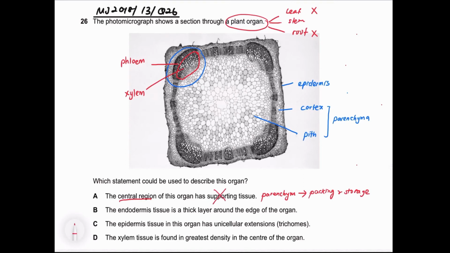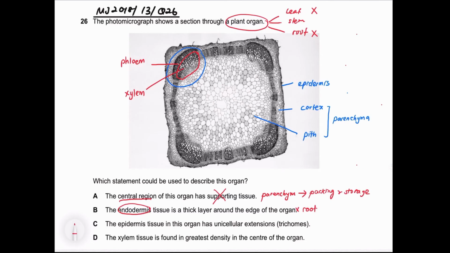The endodermis tissue is a thick layer around the edge of the organ. Endodermis is found in root. So this is not root, so you wouldn't find endodermis.